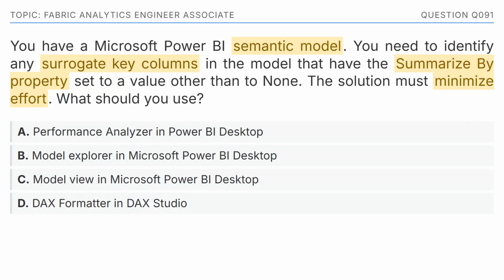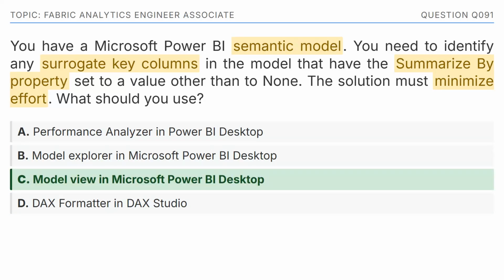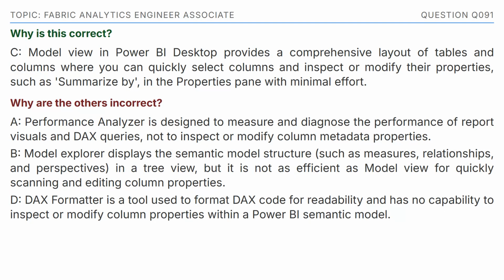To arrive at the correct answer, we focus on the keywords: surrogate key columns, Summarize By property, minimize effort, semantic model. The correct answer is option C, Model View in Microsoft Power BI Desktop. Why is this correct? C. Model View in Power BI Desktop provides a comprehensive layout of tables and columns where you can quickly select columns and inspect or modify their properties, such as Summarize By, in the Properties pane with minimal effort.